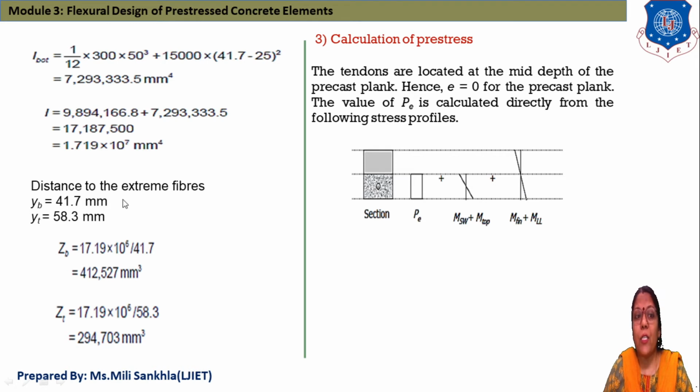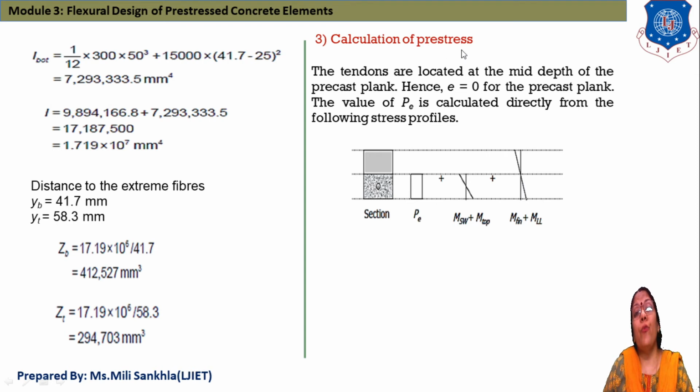Now the distances to the extreme fibres, which we already found: YB is equal to 41.7 mm and YT, that means top, is equal to 58.3 mm. Next we find the section modulus. Section modulus for top is equal to I by YT and section modulus for bottom is equal to I by YB. ZT is the moment of inertia divided by 58.3 for the top, and ZB, the bottom section modulus, is equal to I by YB. And the answer is found.